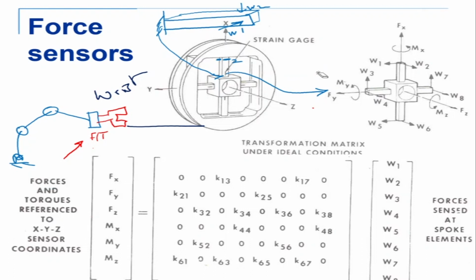Each end of the beams has two forces, and there are 4 of the beams. So there is 1, 2, 3, 4 here. So there is 4 into 2, which is equal to 8 forces, W1 to W8.